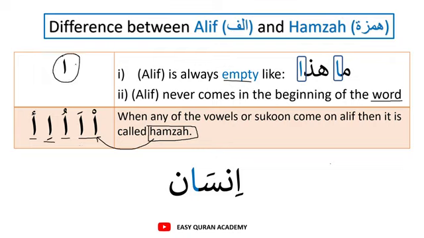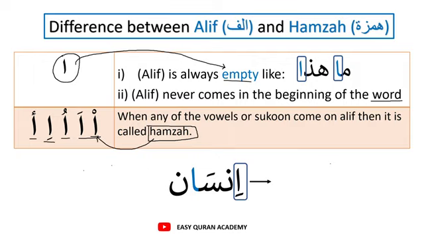So the basic difference that you can see over here: alif is always empty. That's number 1. And number 2, it never comes in the beginning of the word. And whenever we put Hamza itself, or whenever we put Kasra or Dhamma or Fatha, or even the sukun sign, then it becomes Hamza and we do not call it alif anymore. Is this clear? Very important, because Hamza is, as I said, very naughty and very, very delicate. It keeps on changing. So we need to know from the beginning what is the difference between Hamza and alif. I hope it's clear now. We can move on to the next part of the lesson.